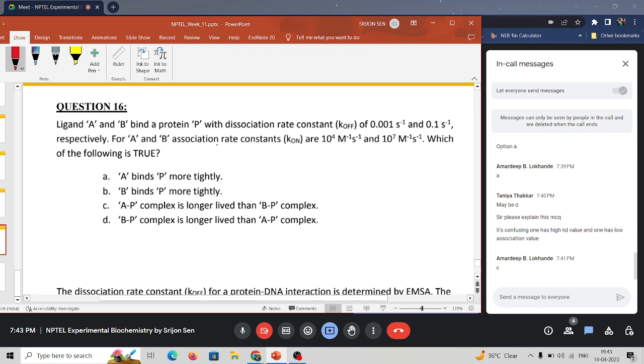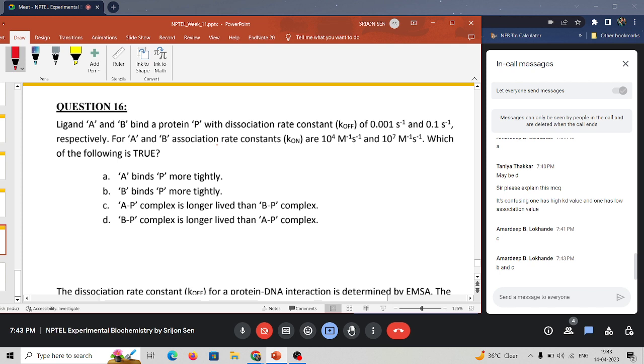So from the association constant value, you can comment on the binding and tell which binds more tightly. So from this you can tell that B binds P more tightly. Whereas from the K off value, which is given in second inverse, you can tell something else.